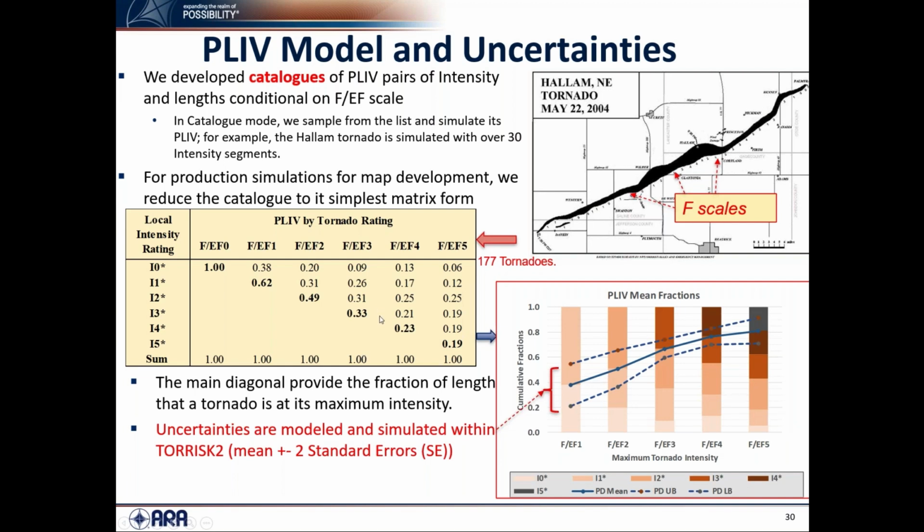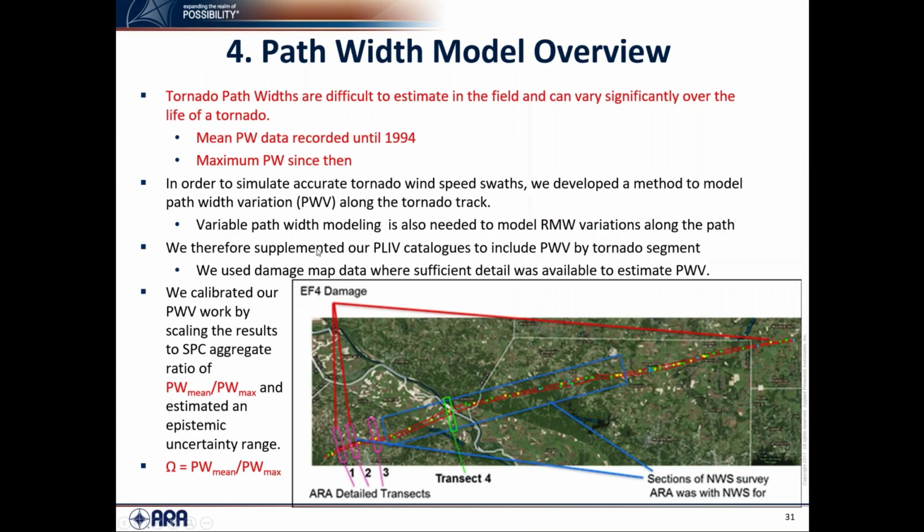So that's factored into our ultimate modeling, and we developed a catalog for several hundred tornadoes where we had this detailed mapping of the intensity. They also did the same kind of thing for path width. Of course, we have the additional challenge with path width: the data reporting method changed.